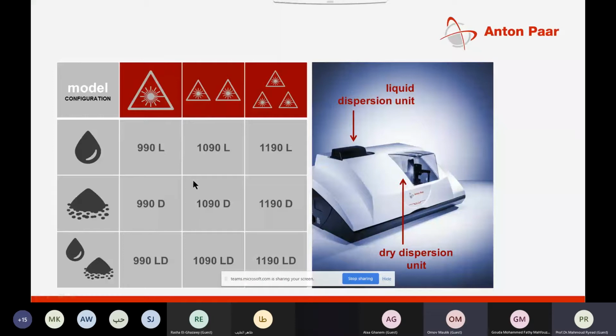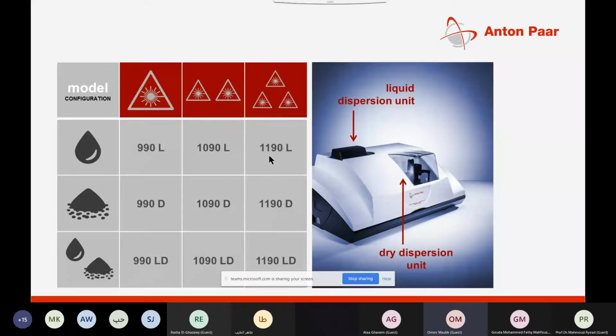When you talk about the 1090, our mid-range PSA instrument, it comes with two laser systems, and it can again be divided into 1090 L, 1090 D and 1090 LD. LD here would mean it can measure the particles in liquid as well as in dry mode. Then our top-end model, the 1190, comes with three laser systems, and again it can be divided into 1190L, 1190D, and 1190LD.